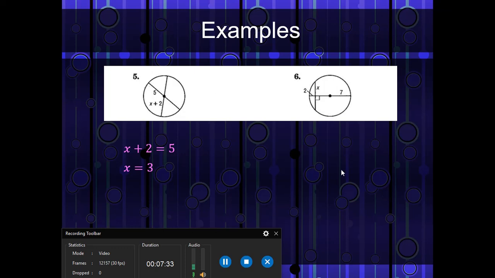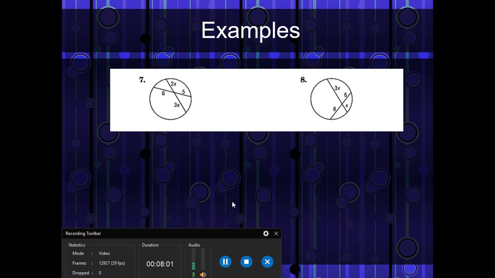In number 6, we had a problem similar to this already. Both of these pieces on the chord are x. So x times x, and then it's 2 and times the entire piece of this segment. So the radius is 7, but this tiny little piece in here is 5. So the square root of 24 is not perfect, and we will round it off to 4.9.